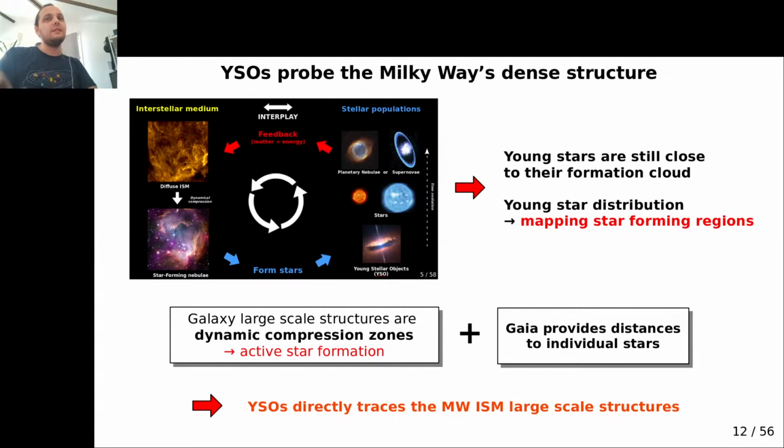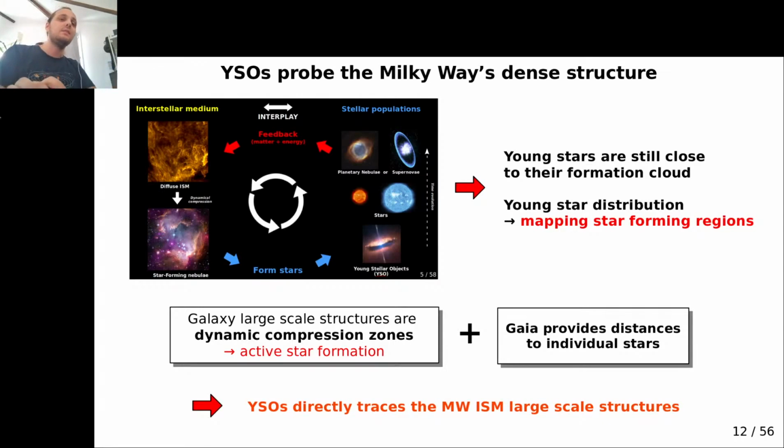So first, why it is interesting for us. As I said earlier, young stars, every star, are formed in dense interstellar environments. So it means that looking at young stars means looking at stars that did not have a lot of time to go away from their star formation position. So if you map young stars in the sky, you are actually mapping active star forming regions.